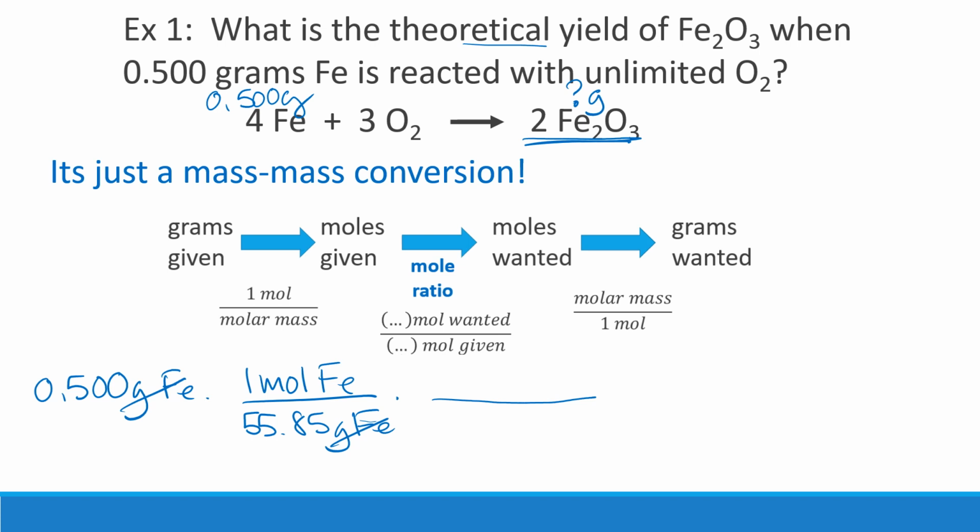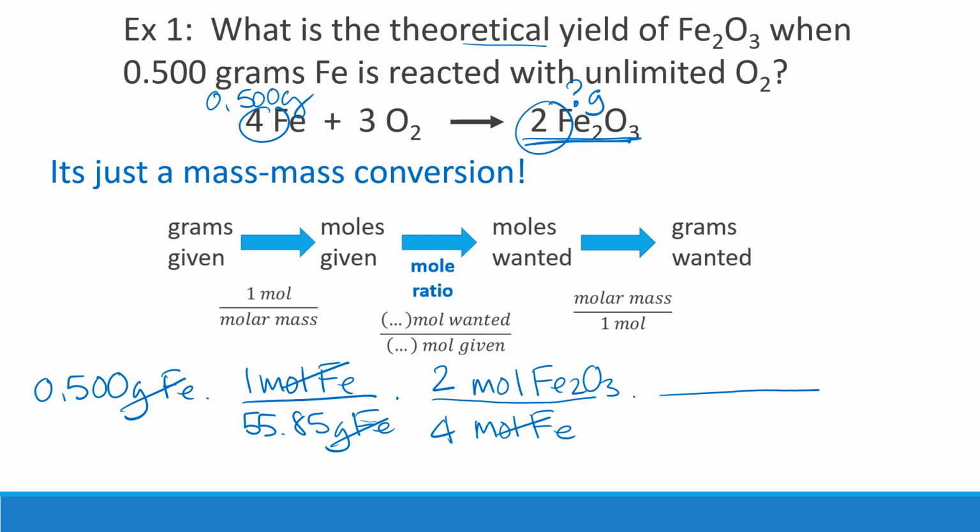Right. Next up, the mole ratio. So I need moles of Fe to cancel, and I'm going to moles of Fe2O3. And from the balanced equation, Fe2O3 gets a coefficient of 2, and Fe is a 4. So put those in, cancel out moles of Fe, and then my final step, now that I have moles of Fe2O3, I can convert that to grams.